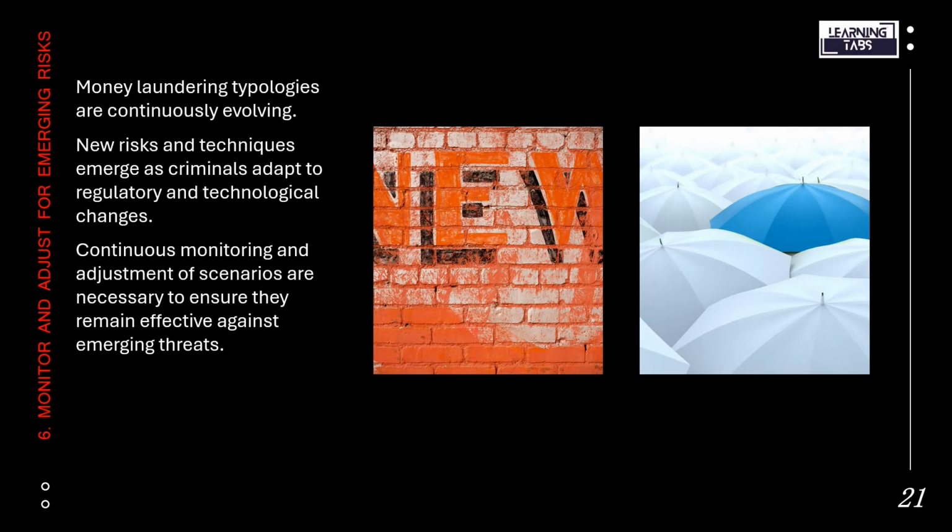6. Monitor and adjust for emerging risks. Money laundering typologies are continuously evolving. New risks and techniques emerge as criminals adapt to regulatory and technological changes. Continuous monitoring and adjustment of scenarios are necessary to ensure they remain effective against emerging threats.